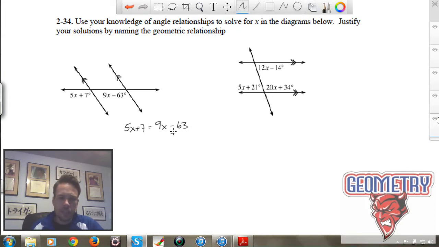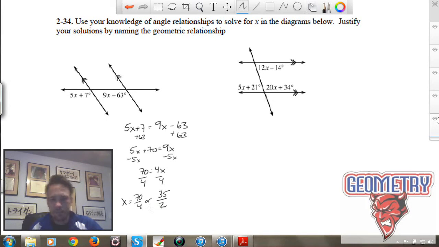And then we just solve for x here. So let's add 63 to both sides. So 5x plus 70 equals 9x. We'll subtract 5x from this side, subtract 5x from that side. So 70 equals 4x. And divide both sides by 4. So x equals 70/4, or that's 35 halves. So I'd probably just leave it like that, 17.5 if you're into decimals. You could have it as that as well.